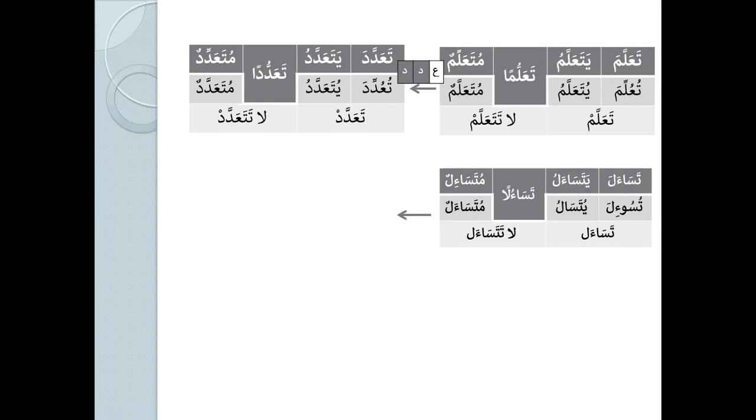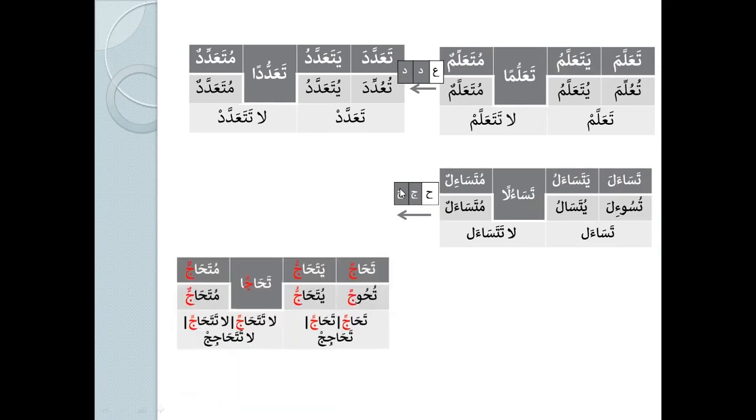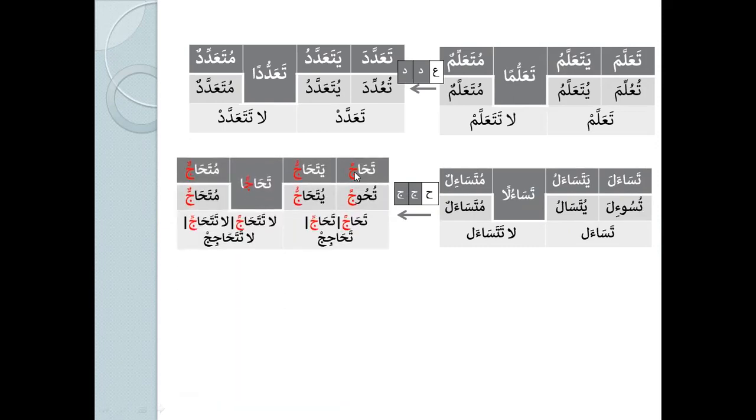So now Tasa'ala will be put in ha, jim, jim. So over here, you can see the fusion of jim and jim, which becomes tahaja, yatahaju, tahajan. Over here, again, we have a fusion and mutahajun. And again, you have tuhuja, yutahaju. I think this should be yutahaju, tahajan, mutahajun. Again, we have three variations in fail amr, which is tahaja, tahaji, and tahajij.